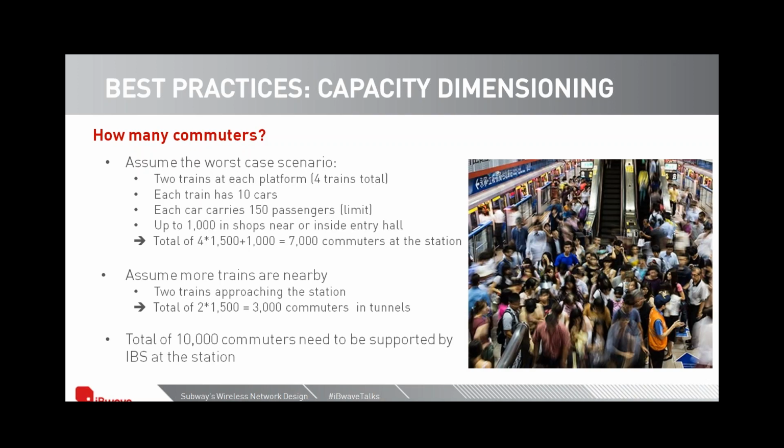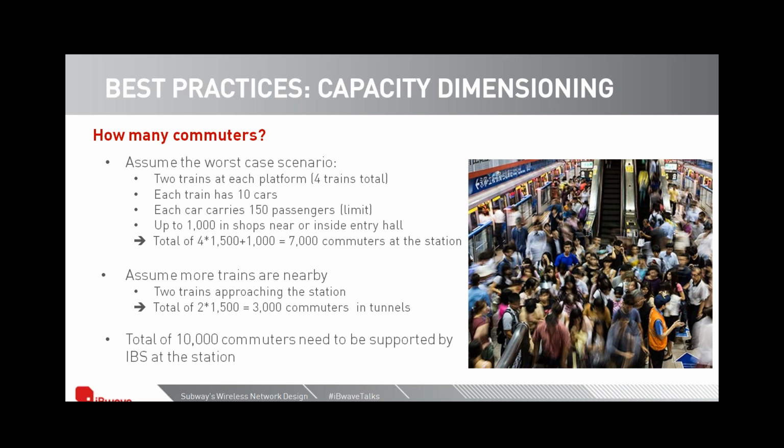The first step is to determine how many commuters there are that need to be served by the in-building system that covers the station and the incoming portion of the neighboring tunnels. We are going to assume the worst case scenario. We said that we had 2 platforms, which means that a total of 4 trains can be stopped at the station. So we are assuming that 4 trains are at the station. Each train has 10 cars. Each car has 150 passengers, which is the limit.